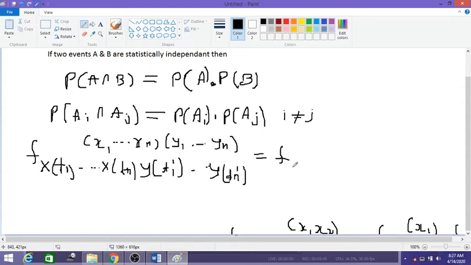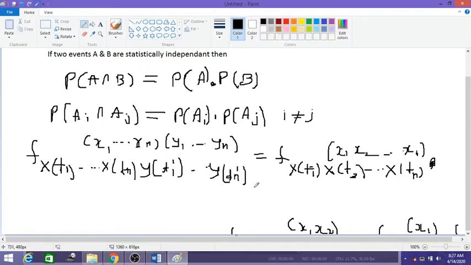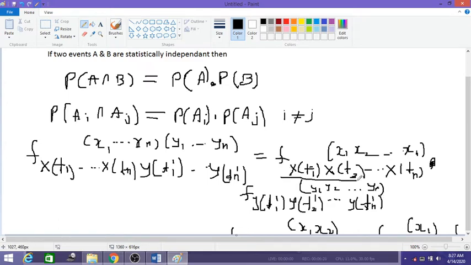So that is defined as f_X(t1), X(t2), and so on up to X(tn) of x1, x2, up to xn, into f_Y(t1), Y(t2), up to Y(tn) of y1, y2, up to yn. So now you can see it is the product of the two different density functions of the random processes. Each of these random processes is at a different instant of time. So this is about random processes if they are independent.